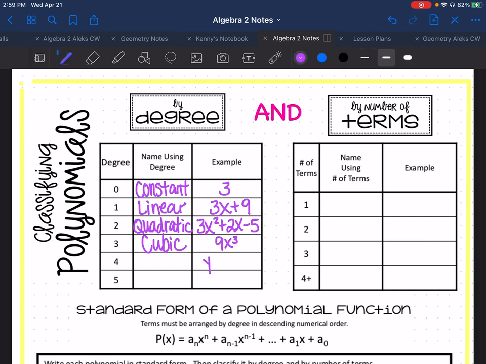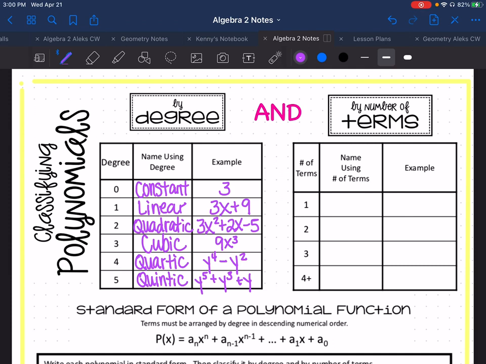When I have something that looks like this, y to the 4th minus y squared, this is called a quartic because the highest exponent is 4. And when I have something that looks like this, y to the 5th plus y to the 3rd plus y, this is called a quintic polynomial. Anything after this is simply called by its degree.